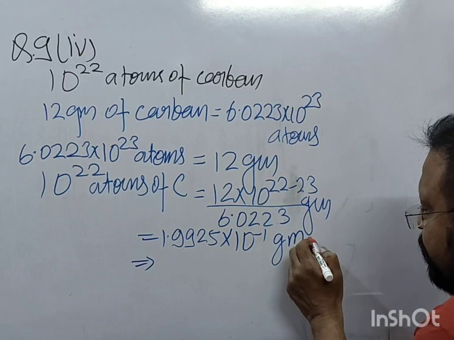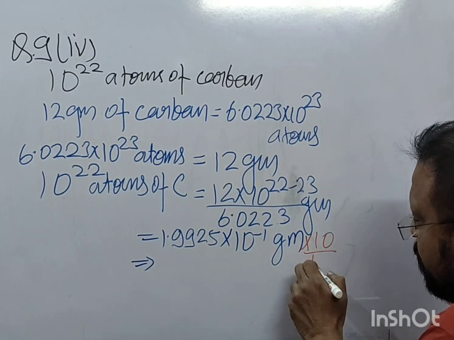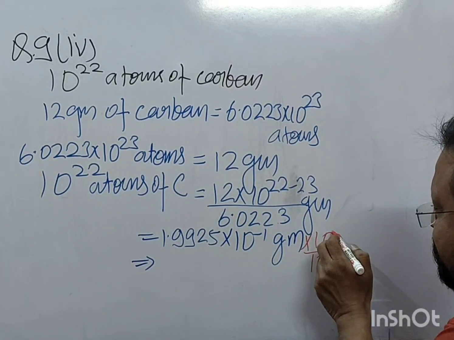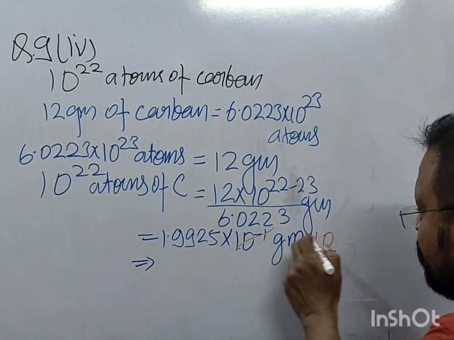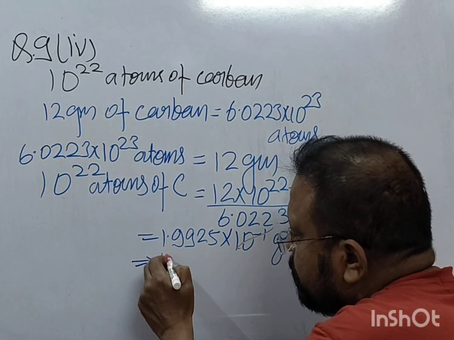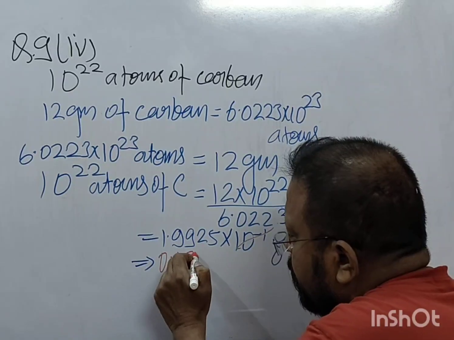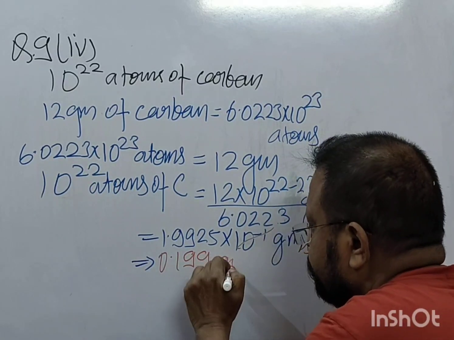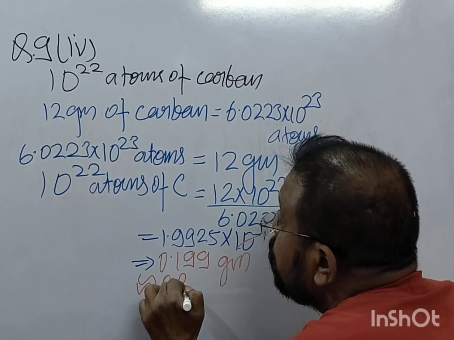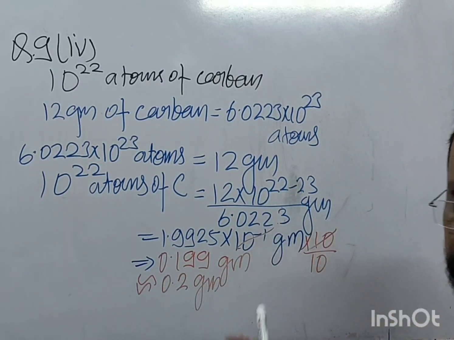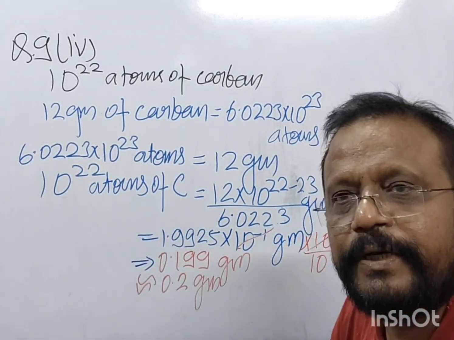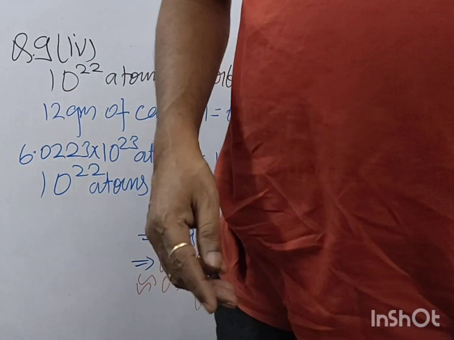Here you write 10. When you do not understand, you do it like this. You write here 10. This 10 minus 10 plus 1 will be cancelled out. When it is divided by 10, then the decimal will go on this side. So this is 0.199 gram, which is approximately 0.2 gram. Get it? Like this, just to understand the things. Right? You get it?